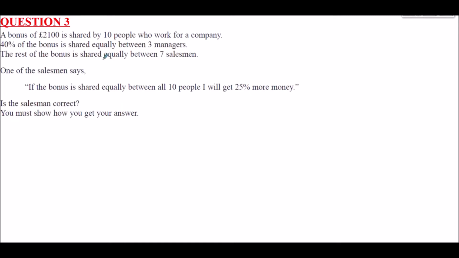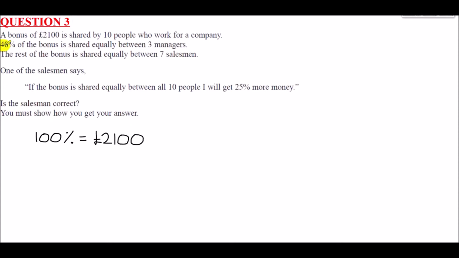So, let's just think about what's happening here. £2,100 is being shared, but 40% is gone to these managers, so essentially it's a percentage problem. Before anything happens to a number, we always start with 100% of it. So 100% of this starting figure is the starting figure itself, 2,100.